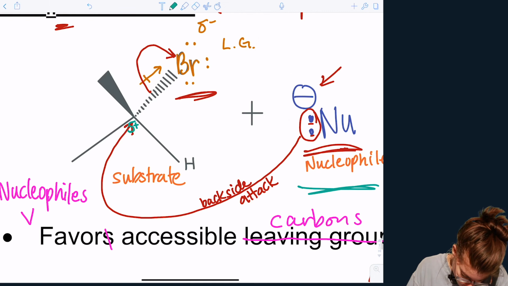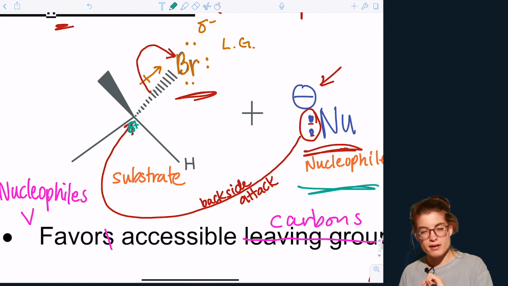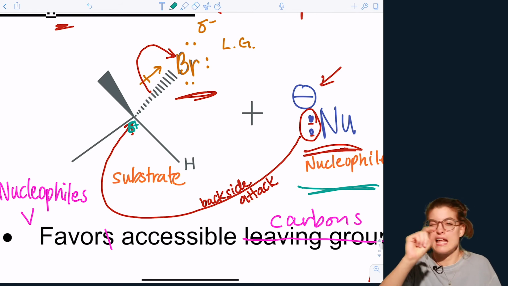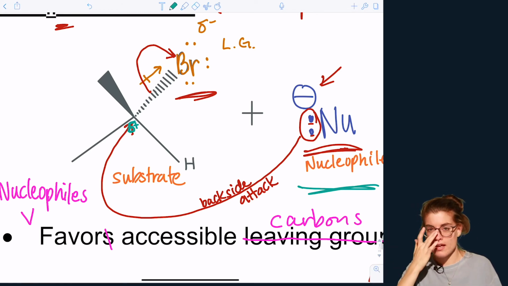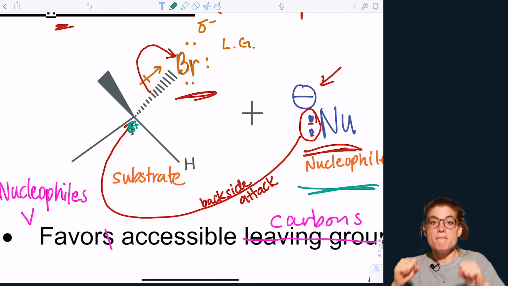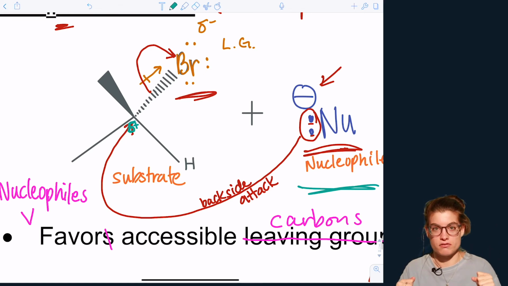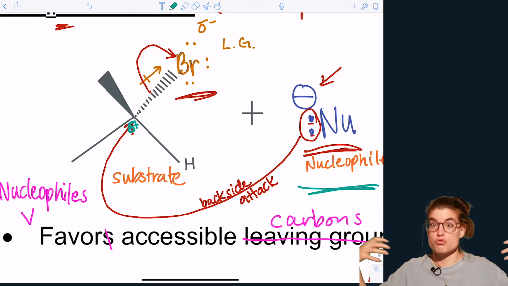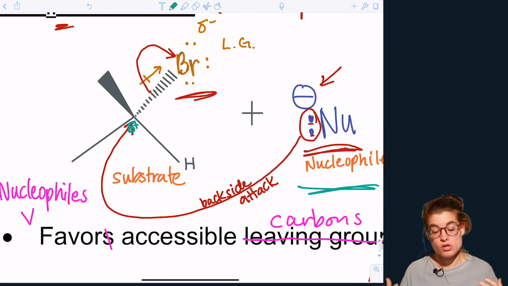I kind of covered it up. Let's draw it again. There we go. You see how that's partially positive? That means it's slightly positive, okay? So there's not a lot of oomph. I spit everywhere. There's not a lot of oomph in that positive, okay? It's not a strong attracting force for the negative nucleophile.